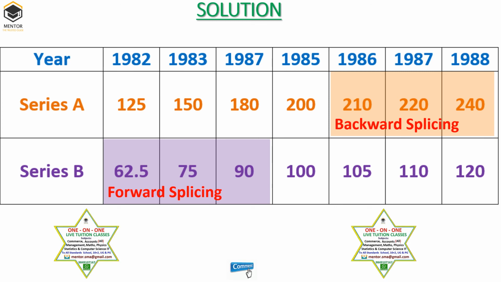So this is all about forward splicing and backward splicing and splicing in index number. In coming videos, I will be dealing with the next new topic related to index number.